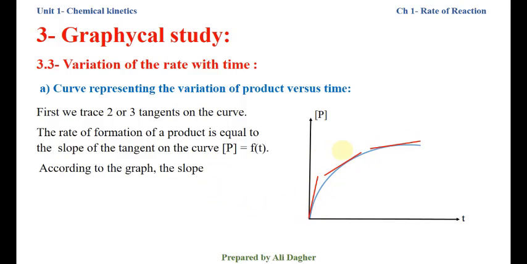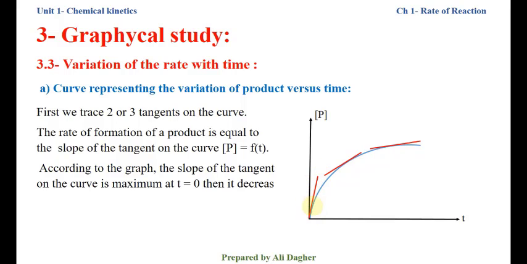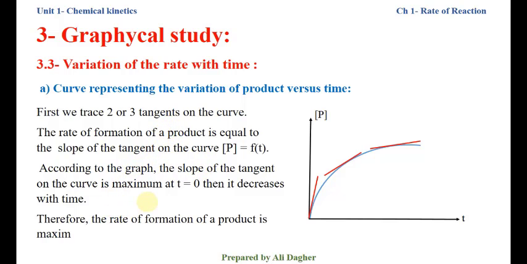According to the graph, the slope of the tangent on the curve is maximum at t equals 0. At the beginning is the maximum slope of the tangent. Then the slope of the tangent decreases as the tangent nears a horizontal line. Then it decreases with time. Since the slope of the tangent is equal to the rate, we can deduce that the rate of formation of product is maximum at t equals 0, then it decreases with time till it becomes 0 at the end of the reaction.